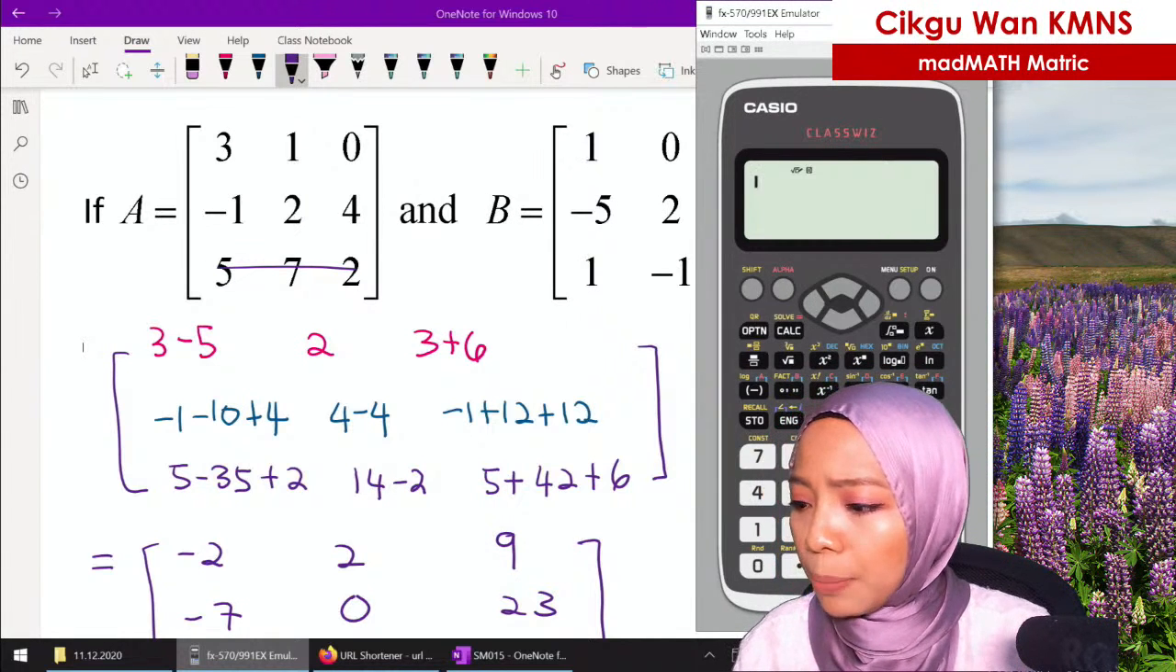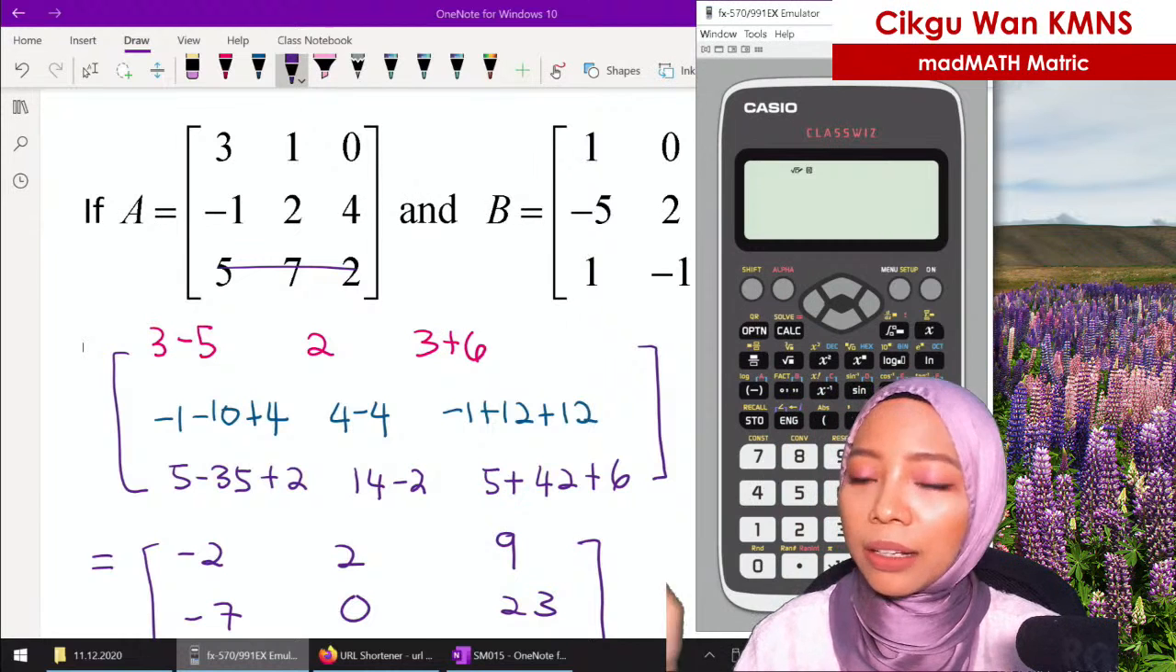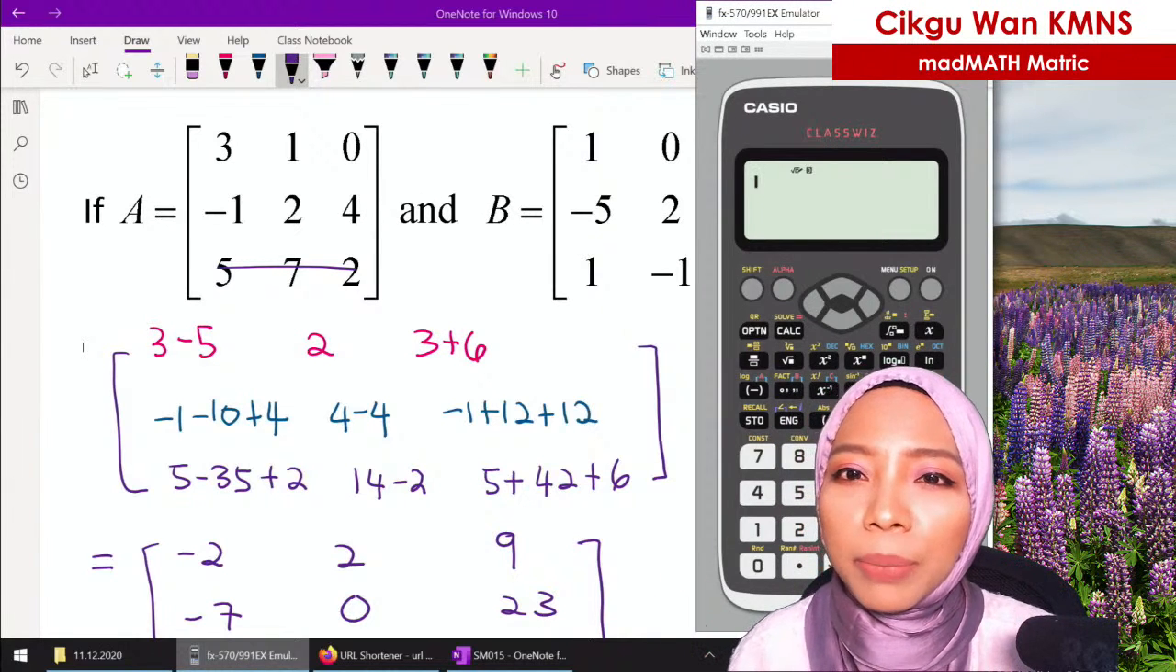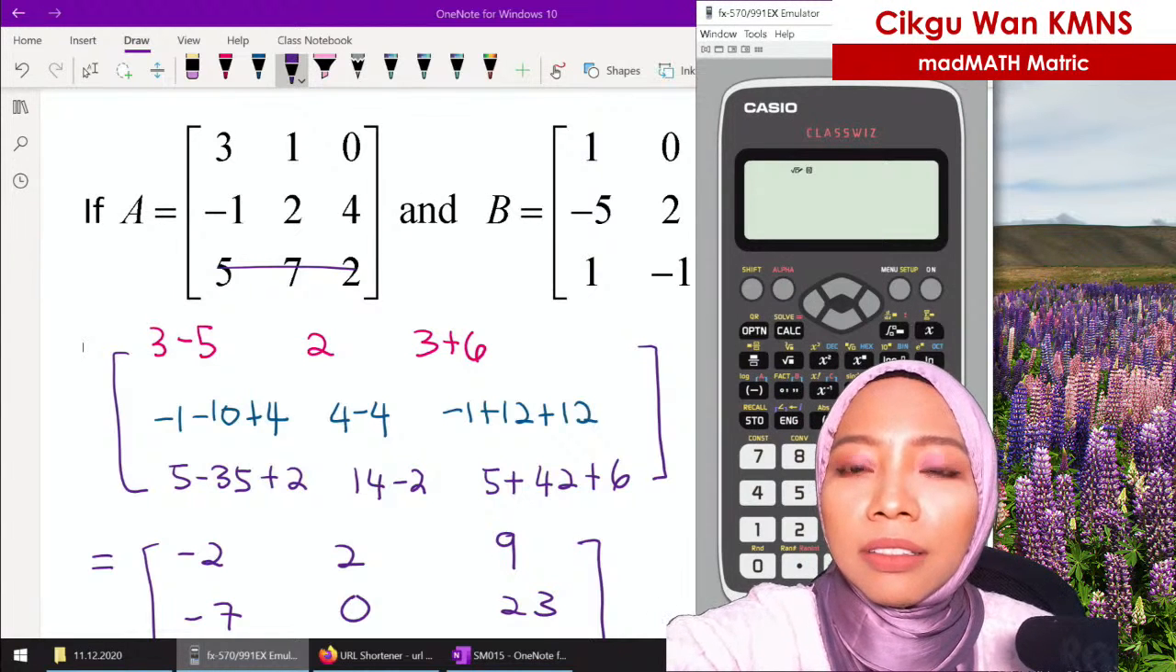Okay, so apa caranya? Boleh tengok tak? Boleh nampak calculator dekat ruangan? Okay, boleh nampak calculator kat ruangan? Okay.